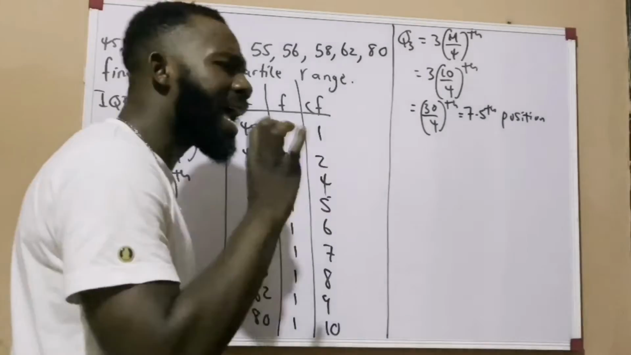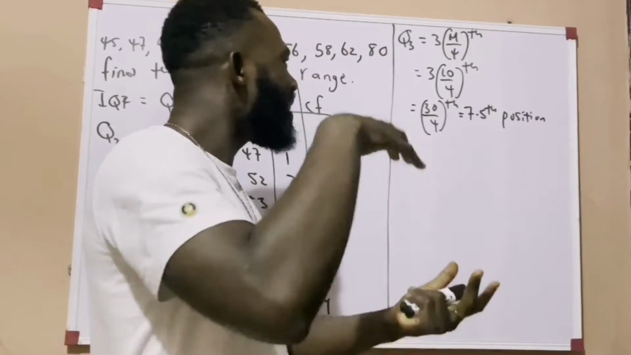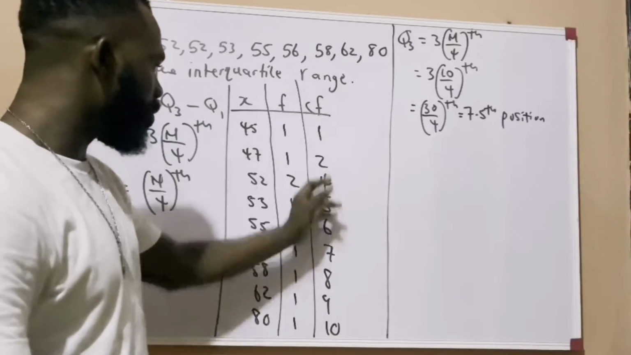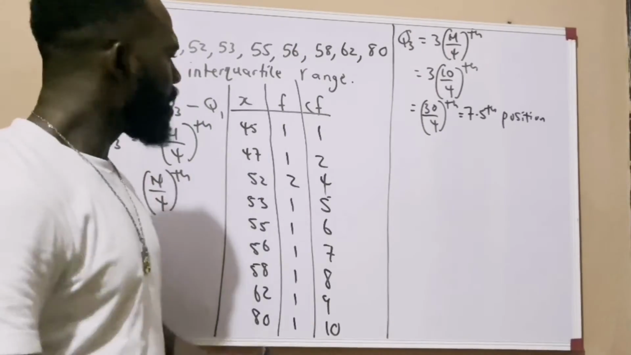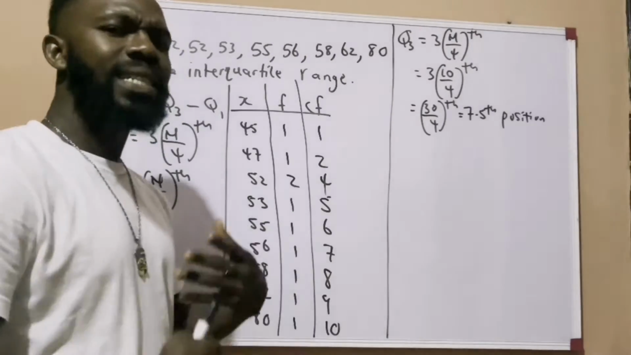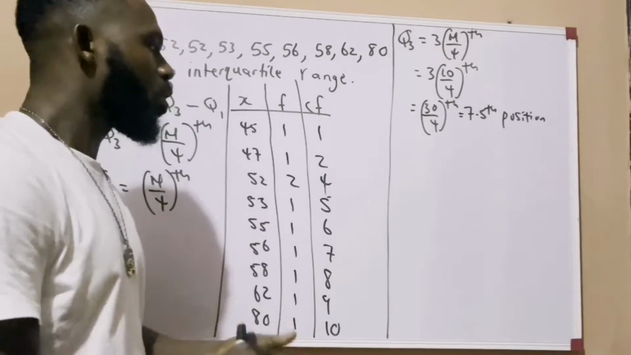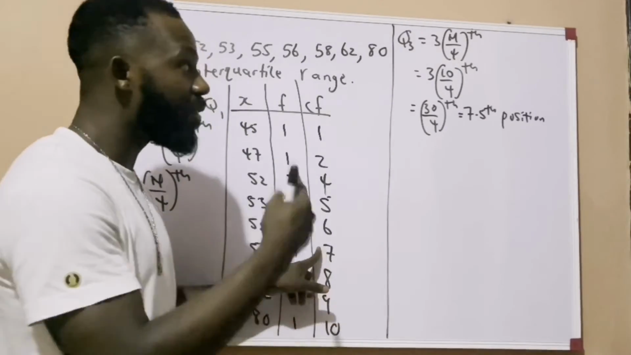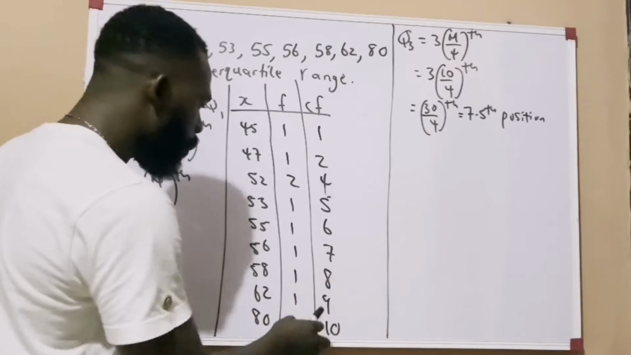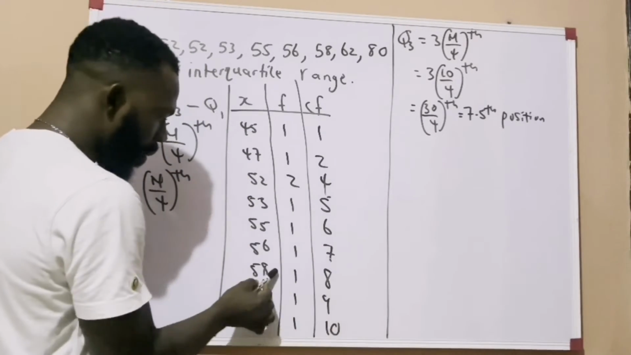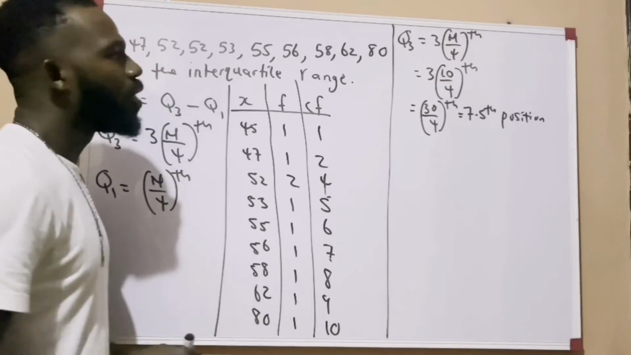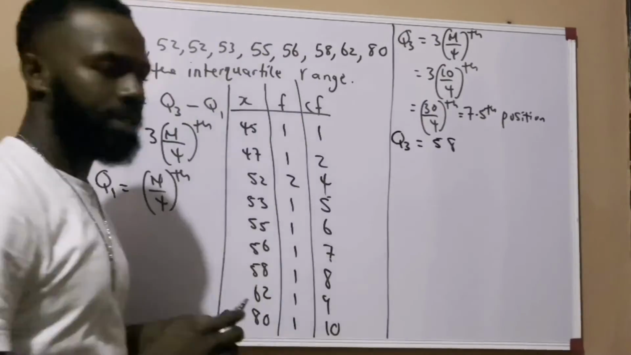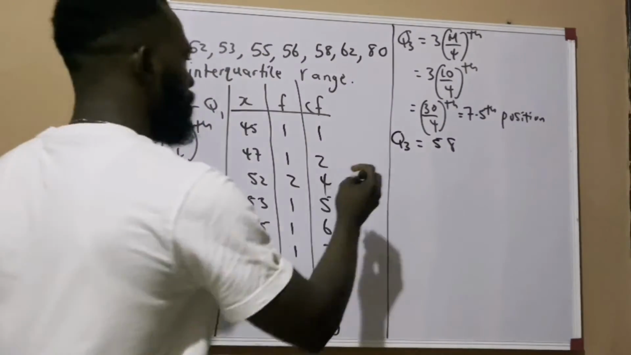Now, how can I get the exact data in the 7.5th position? This is why I prepared a table, and you get this using the cumulative frequency column. If you check our cumulative frequency column, there is no 7.5, but 7.5 falls inside 8. We can't choose 7 because 7.5 is bigger than 7. So if 7.5 is in 8, it means our answer is 58. So our Q3 is 58.